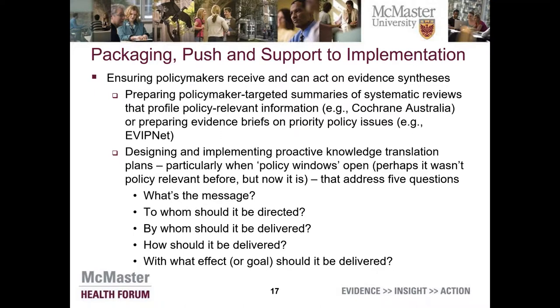One is preparing policymaker-targeted summaries of systematic reviews that profile policy-relevant information. Systematic reviews, or evidence syntheses in general, contain tons of information. Policy folks don't care about a lot of that content. They often are looking for very particular things. And groups like Cochrane Australia that profile that policy-relevant information in a short summary of the evidence synthesis find that that is very helpful for policymakers.